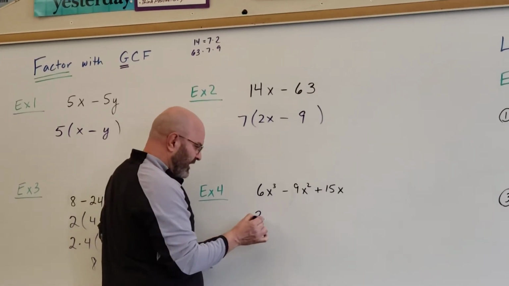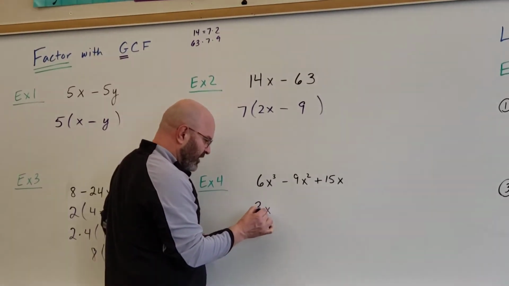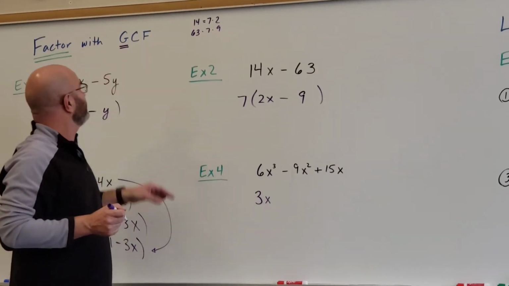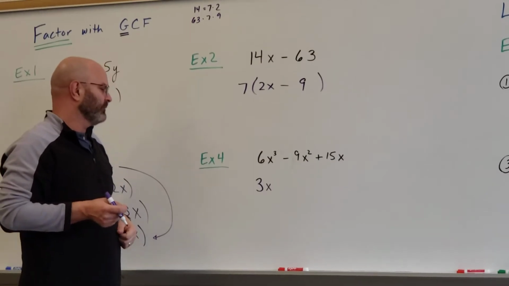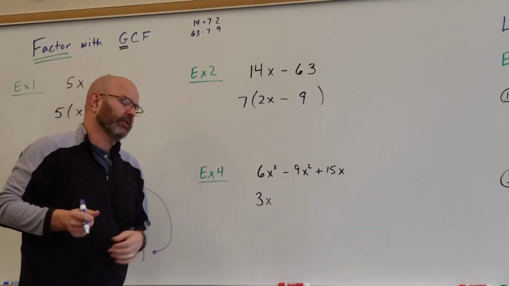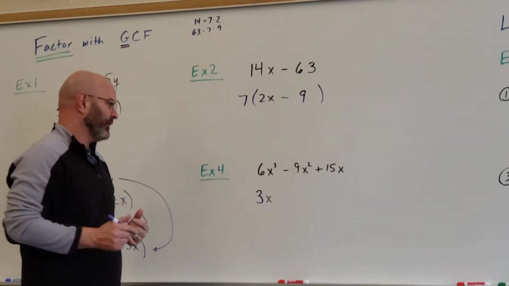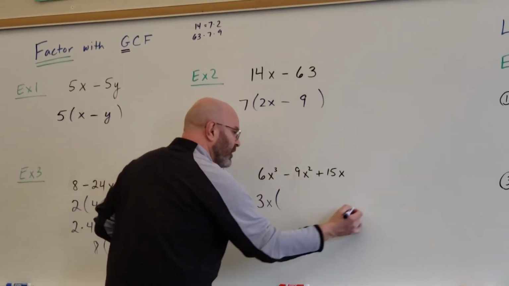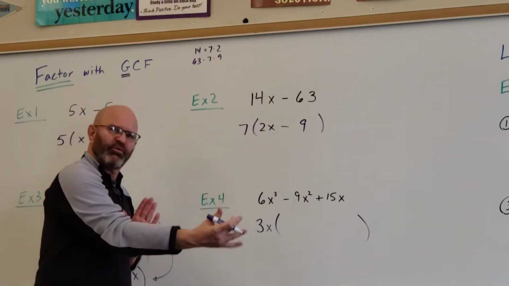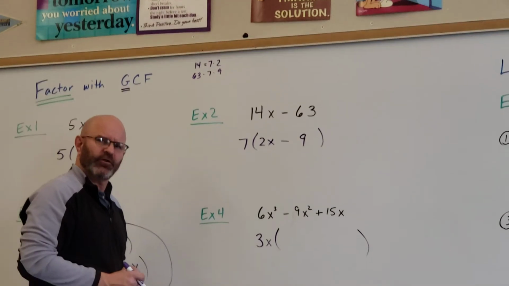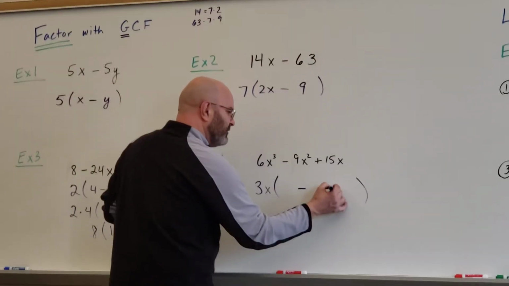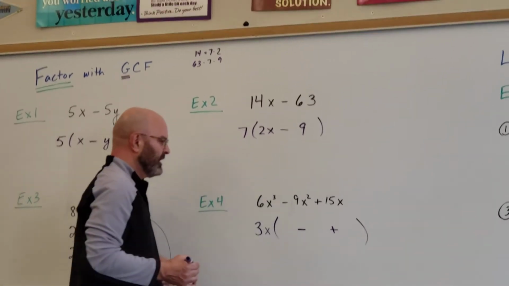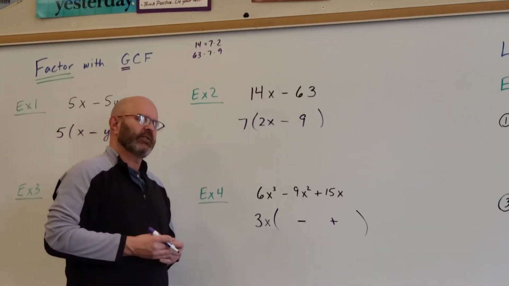So I need to pull out that x as well, otherwise I haven't factored out the greatest common factor. I've just pulled out a common factor. So we want to pull out the 3x. So here we go. Hopefully you can sense that I need a bigger parentheses this time. There's going to be 3 terms inside. There's going to be a minus about there, there's going to be a plus about there, and now I have to fill in the blanks.